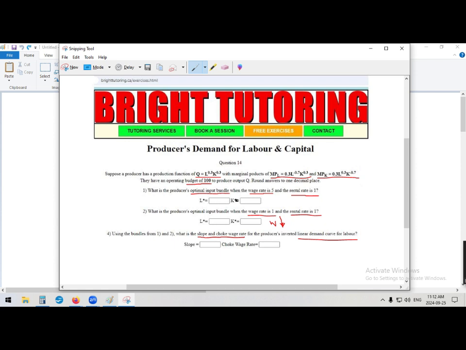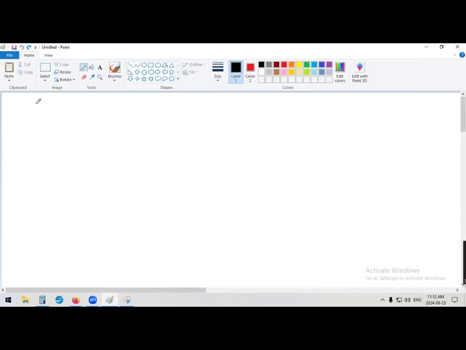So let's start off with the first question and find these points. To find the optimal input bundle, we're going to start off with the tangency condition, MPL over MPK equals W over R. So let's plug in all the equations. The MPL was 0.3 L to the negative 0.7, K to the 0.3. And the MPK was very similar, with different exponents: L to the 0.3, K to the negative 0.7. And in the first question, we have a wage rate equal to 5 and a rental rate equal to 1.